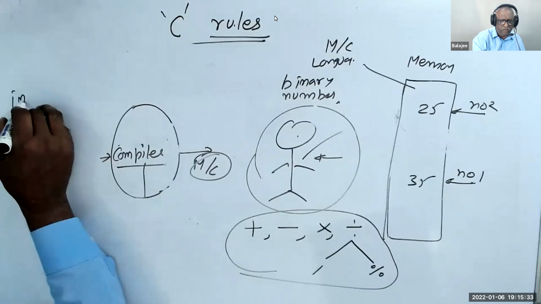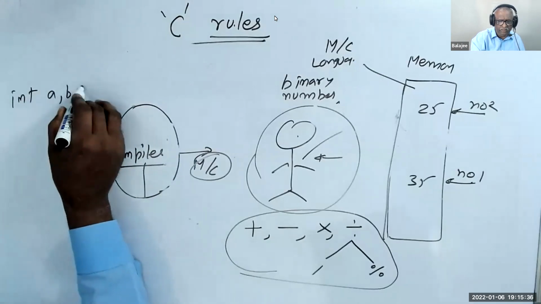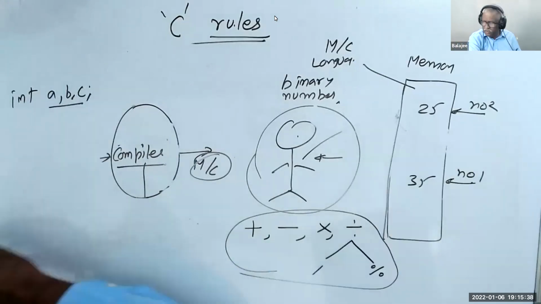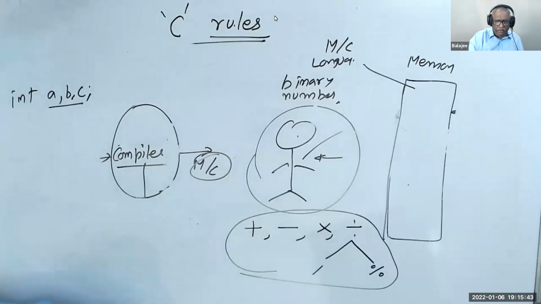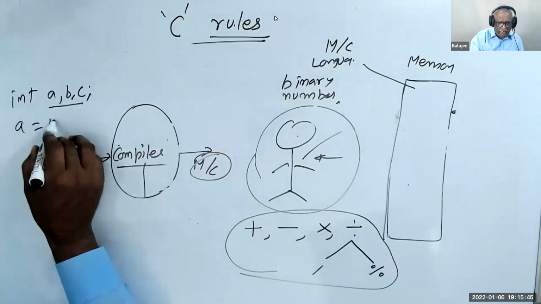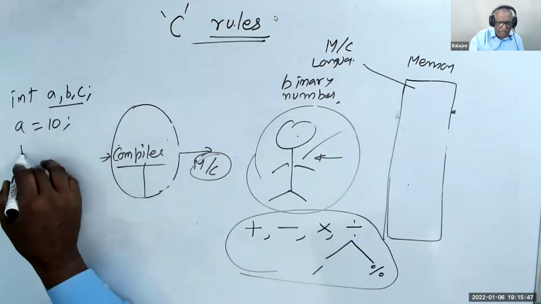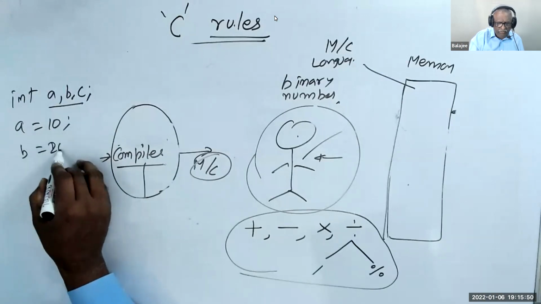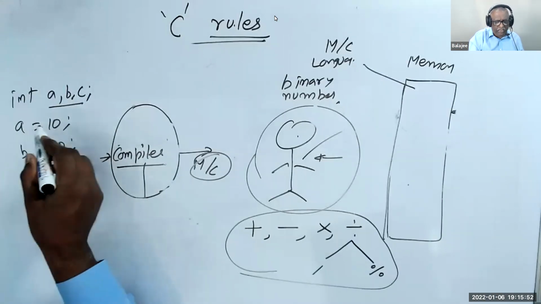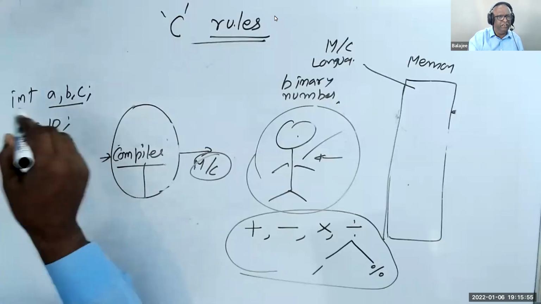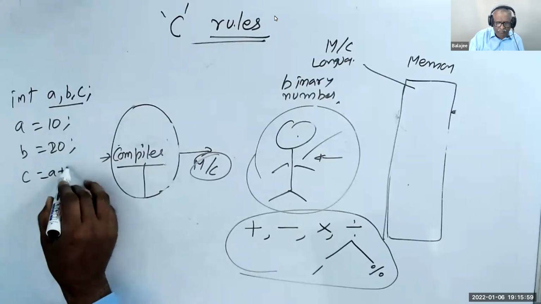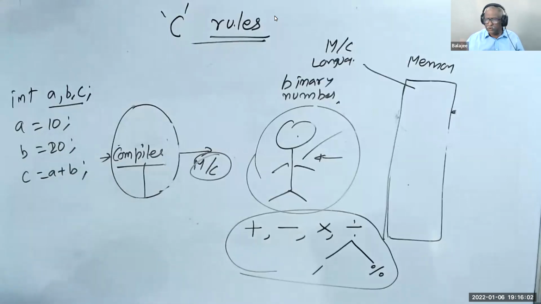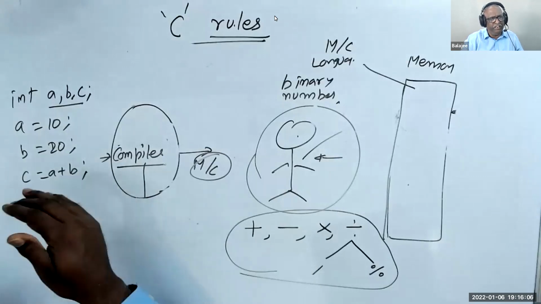int A, B, C. That means I need 3 locations here. And I say A equal to 10. I start using the equal sign because that's the way everybody does it. B equal to 20 is actually an assignment. You should read it like this: assigning 10 to A, but we always read from left to right. C equal to A plus B. This is what this does. Okay, let's start with very simple things.